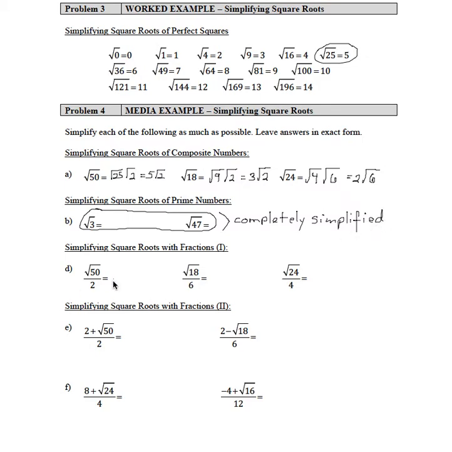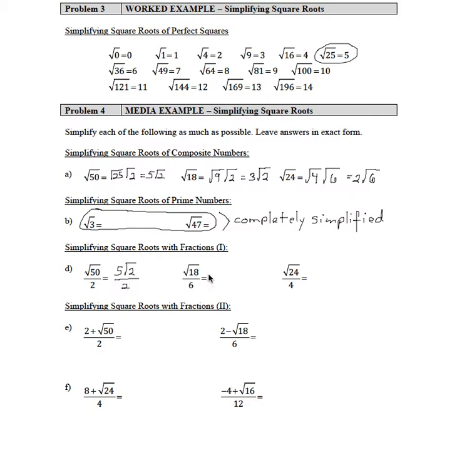Part D, we're going to be simplifying square roots with fractions. So I'm going to use the information that I worked out in part A to simplify the process here a little bit. So square root of 50 over 2, we found that square root of 50 was 5 times the square root of 2, over 2. I cannot simplify between square root of 2 and 2. Those are completely different. So I'm done here.